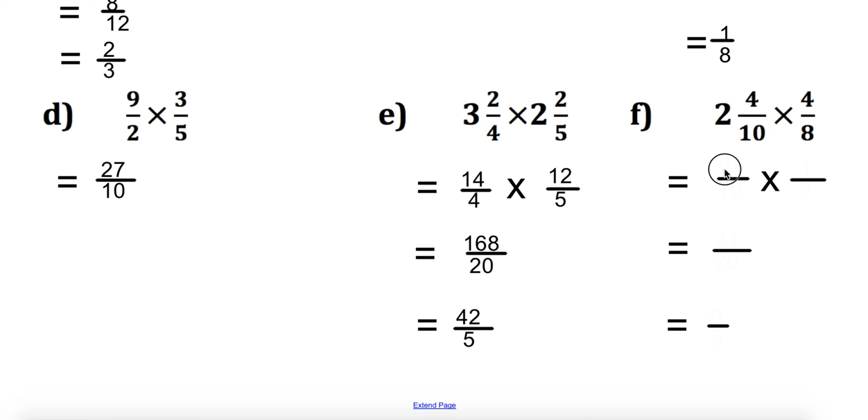Now if I'm looking at this one, I'm going to show you something. We're going to change to an improper fraction first. I can actually reduce this fraction before if I want to make my multiplication a little bit easier, because 4 over 8 is the same as 1 half. And now all I'm going to have to do is multiply 24 times 1 and then 2 times 10. And those numbers are a lot smaller and easier to work with, and that reduces down to 6 over 5.